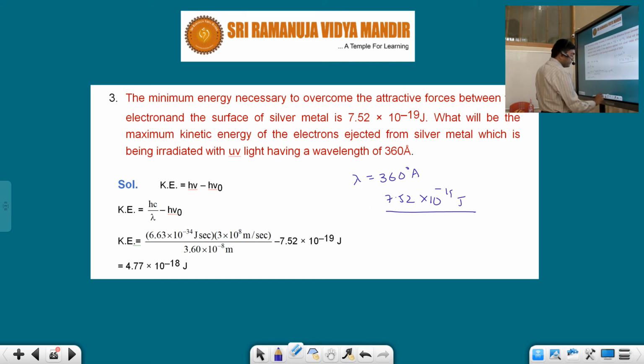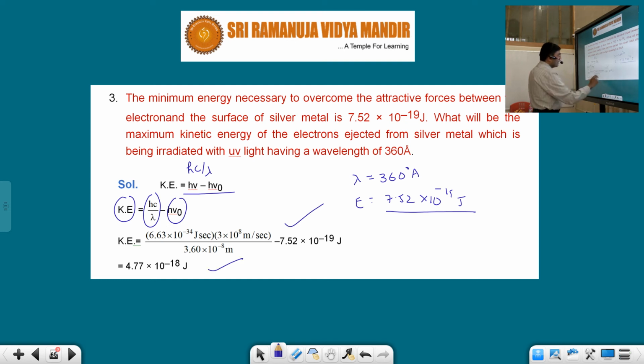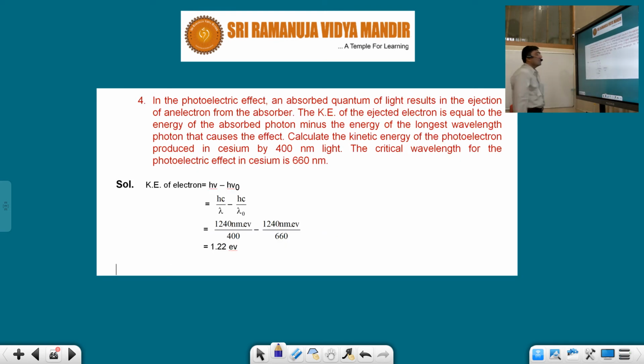Threshold energy is given directly. So now substitute the value. You have to find the Ke. You know very well Ke is equal to hν minus ν₀. So here hν you can write as hc by λ, minus, naturally, this is the work function. So the work function is given. So find the answer. Now let us see another question.